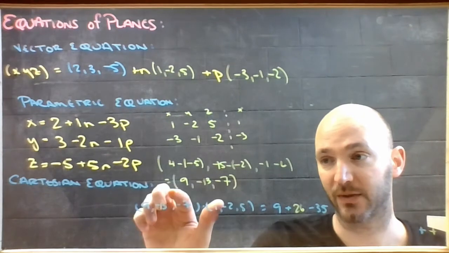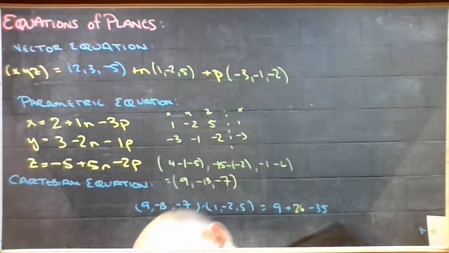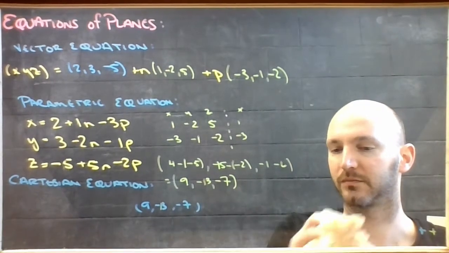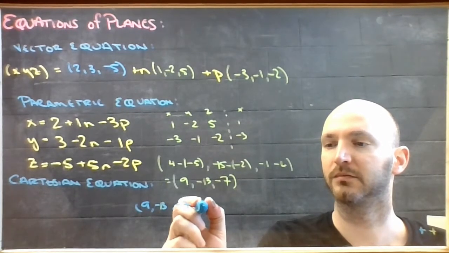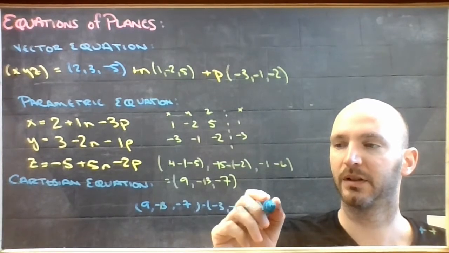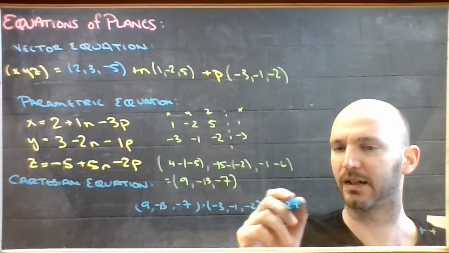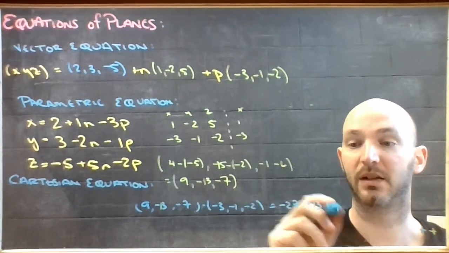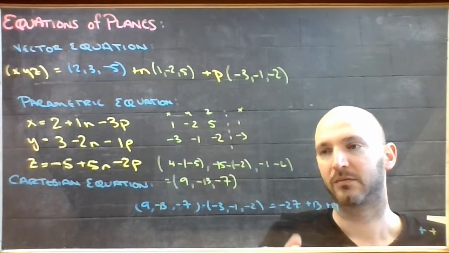So that vector there is perpendicular to 1, negative 2, 5. Let's check the other one. Negative 3, negative 1, negative 2. 9 and negative 3 is negative 27. Negative 13 and negative 1 is 13. Negative 7 and negative 2 is 14, which is 0. So I've got it.